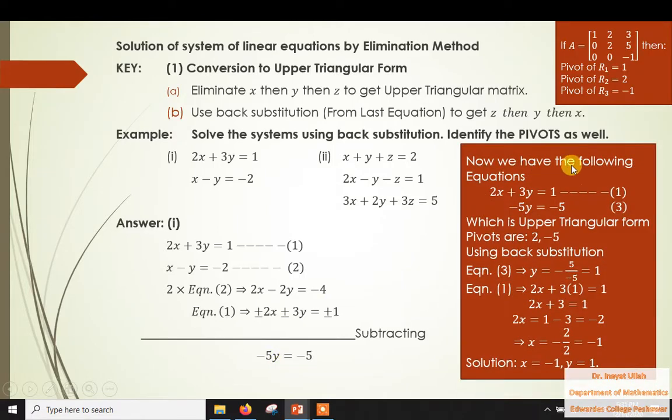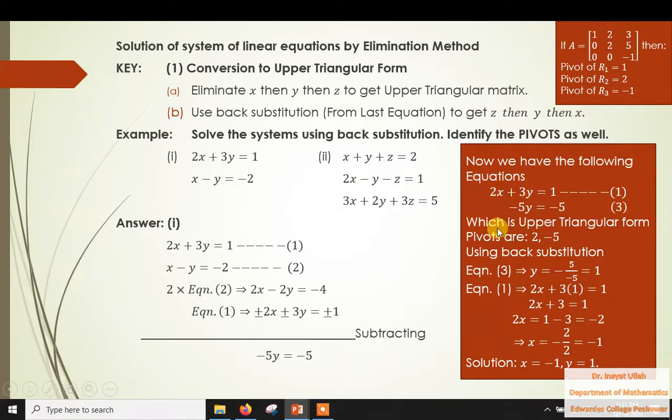Now we have the following equations. Take the first equation, or you may take the second equation, but usually you take the first equation: 2x plus 5y is equal to 1, and the resulting equation, minus 5y is equal to minus 5. Just look at this system. Above the diagonal it is non-zero, and below the diagonal it is 0. This portion is 0. So this is the upper triangular form. This kind of form is called upper triangular form.